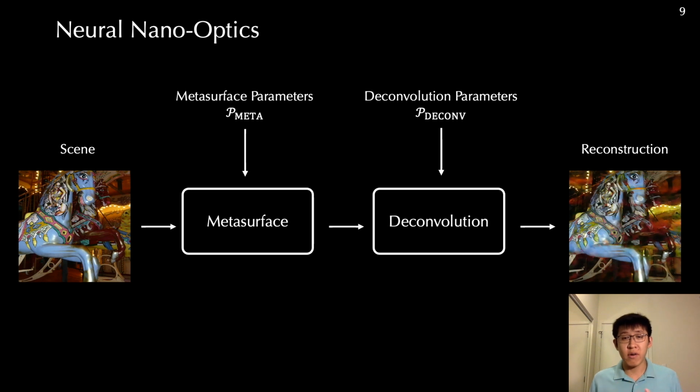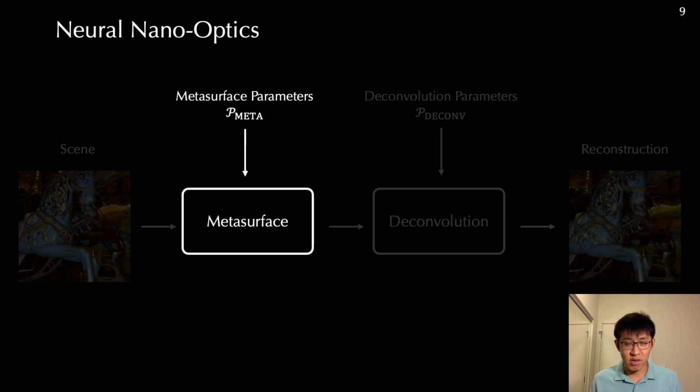Okay, so now I'll go more into the design framework of Nano-Optics. Nano-Optics consists of two primary components: the metasurface optic and the software correction, which we refer to here as deconvolution. Here, our metasurface simulator is parameterized by the metasurface parameters P sub meta, and the aberration correction is parameterized by the deconvolution parameters P sub deconv. We will explain both parts of this pipeline, starting with the metasurface simulation.